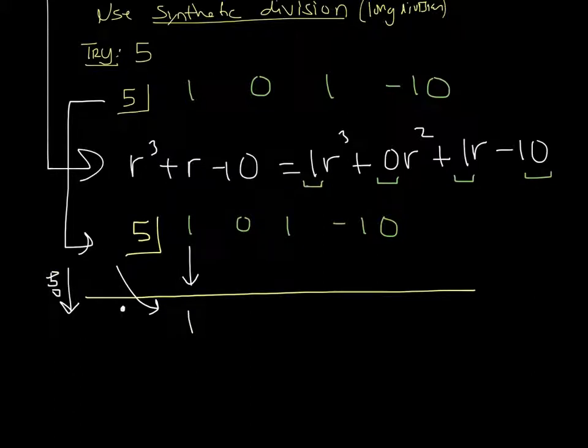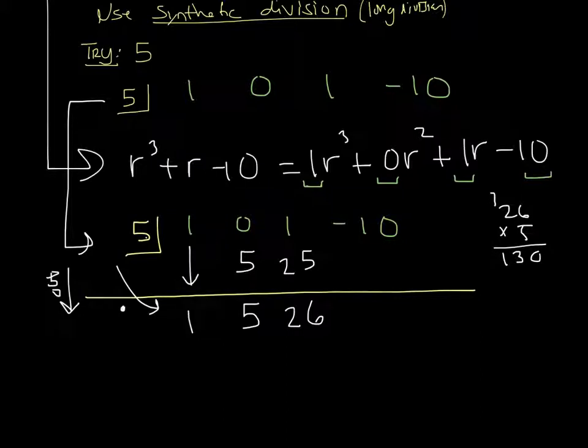So if I drop down the 1, 5 times 1 is 5. Add these guys. 0 plus 5 is 5. 5 times 5 is 25. Then I'm going to add, and I get 26. 26 times 5. Well, let's just do this on the side. So we get 130. Now, if you add these guys, 130 minus 10 is 120.